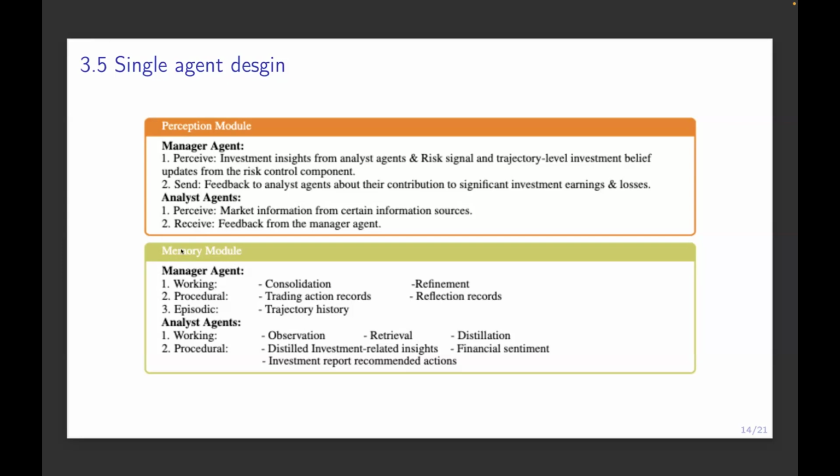Okay, so for the memory module, the manager agent has three types of memory. The first is working memory, the second is procedural memory, and the third is episodic memory. An analyst only preserves the working memory and procedural memory, because the manager agent is the only one who is able to do the reflection over episodes. So that's why he or she is the one who has this episodic memory. This episodic memory can store the trading trajectory history.